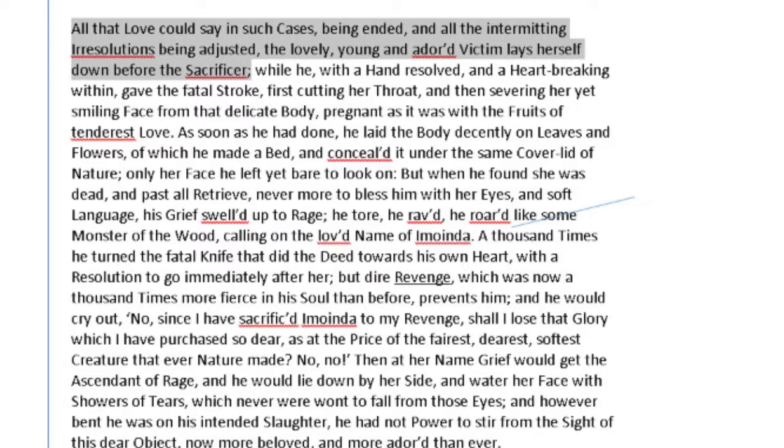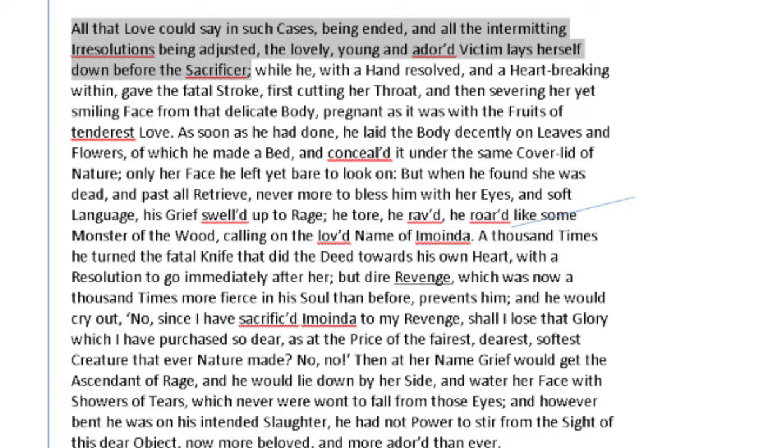So, right, all that love could say in such cases being ended and all the intermitting irresolutions being adjusted, the lovely, young and adorned. There we've got a perfect example of an abbreviation. So if you look at adored, as it's written there, you'd be forgiven for not knowing what that word actually is, but if you think about the fact that the apostrophe is marking the deletion of certain letters, it can help you work out what the word actually is.